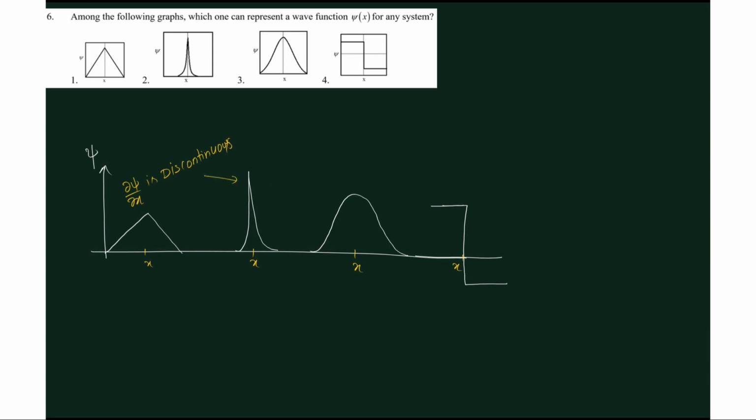If you see the third one, it's continuous and smoothly varying. That's why psi is continuous, dou psi by dou x is continuous, and psi is single valued, so all the properties are satisfied here. And if you see the fourth one, the same logic: at this point there is a sudden change, so dou psi by dou x is discontinuous in this also. So the answer is the third one.